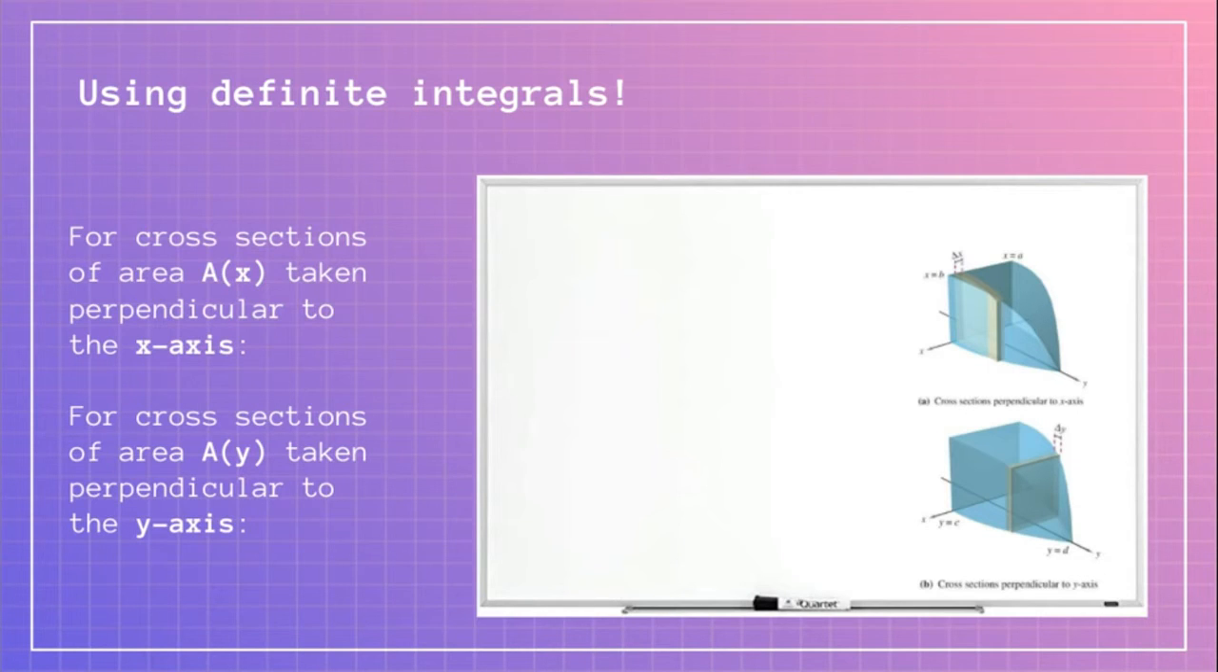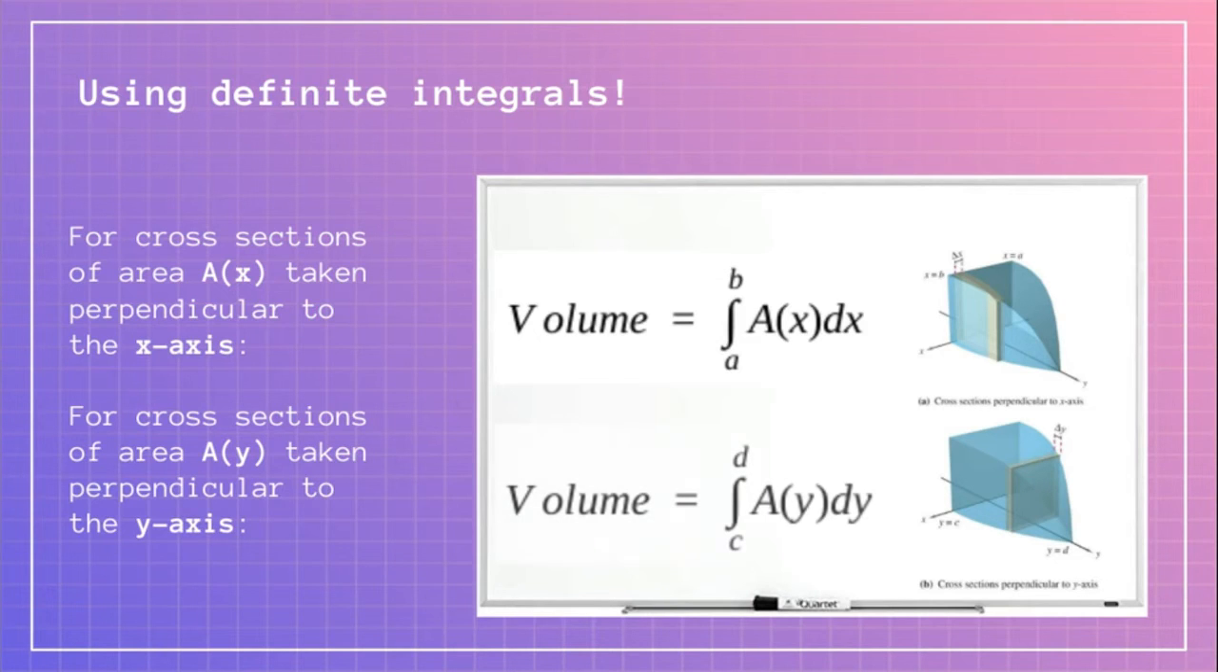For cross-sections that are perpendicular to the x-axis, we use the basic integral from a to b of A of x. A of x represents the area of a solid, which can also be known as S or S of x, and we'll get into how to find the area in just a bit. For finding the volume of cross-sections perpendicular to the y-axis, we'll be using a very similar integral. However, there are two main differences when the cross-sections are perpendicular to the y-axis.